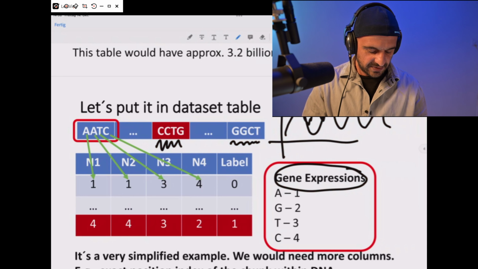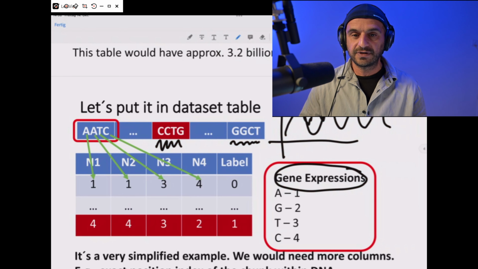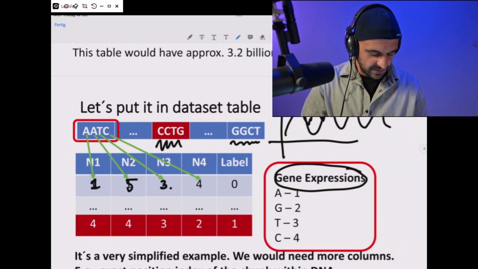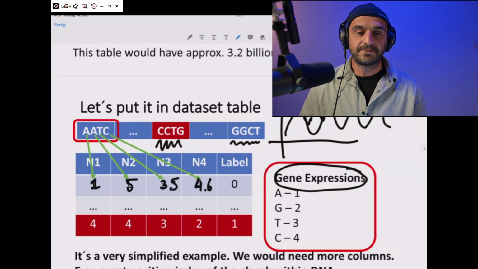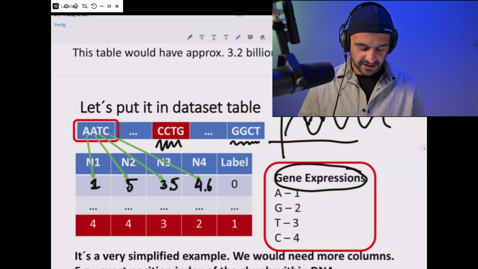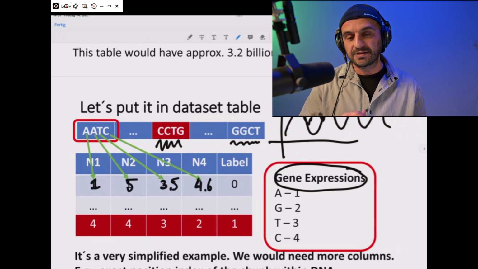Let me correct it, because I have used just random numbers here. 1, 2, 3, 4. It's nonsense. Let me write maybe 1 here, okay, and here 5, and here 3.5, 4.6, something like this. It's not a natural number, of course. It's something fluctuating strongly. So gene expressions. So we write them into a table.